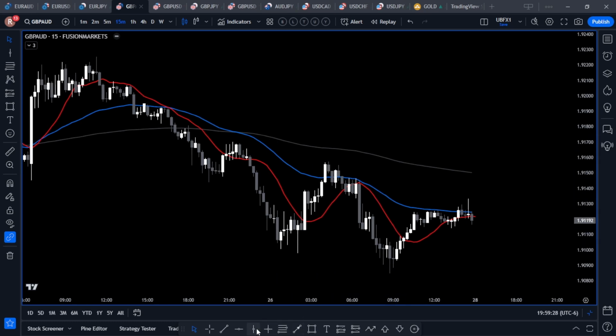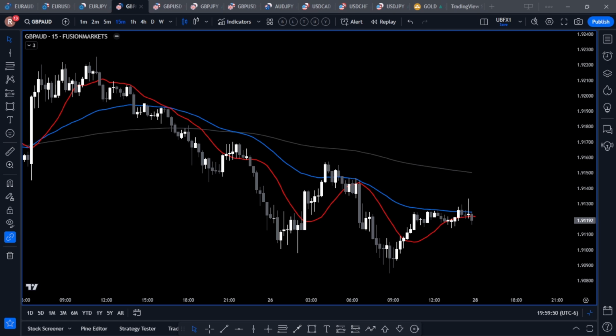Right at this point here, if I draw this, we get the cross down of the 50 below the 200. So at this point, we've got the 13 underneath the 50, underneath the 200. We've got a technical downtrend at this point, so we are looking for short trades.